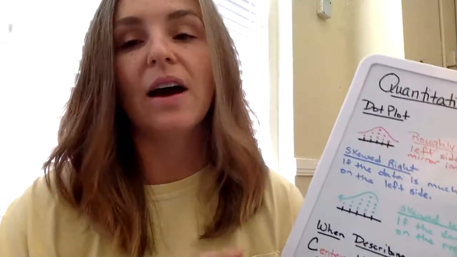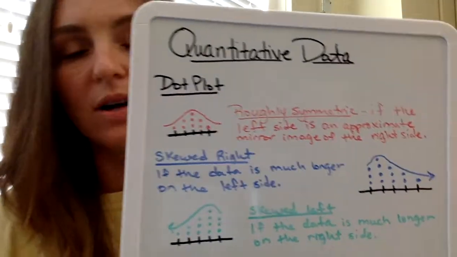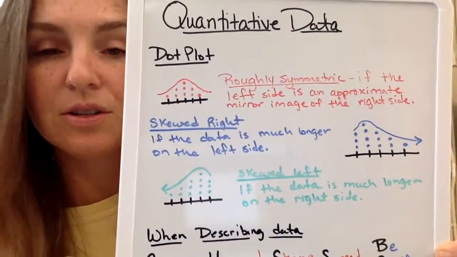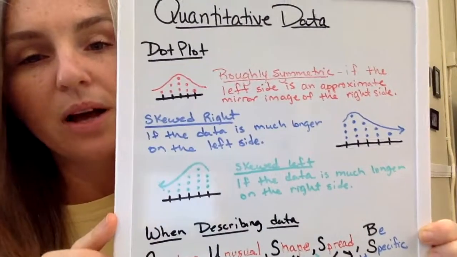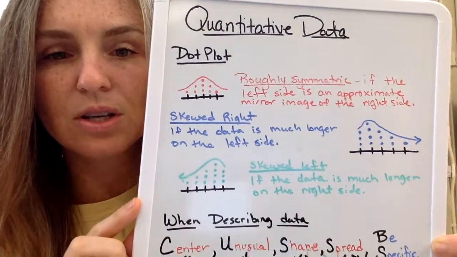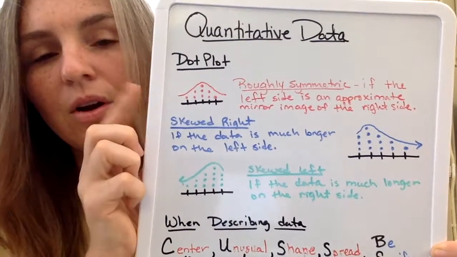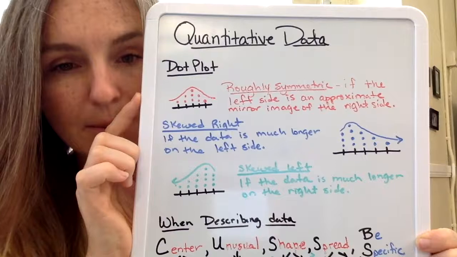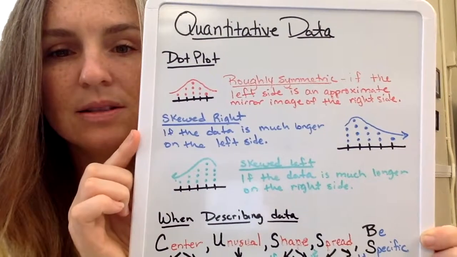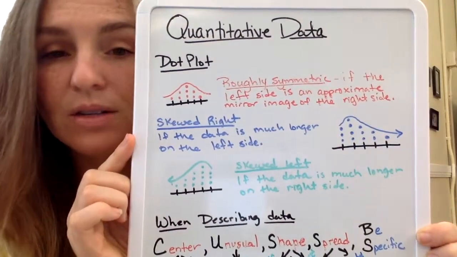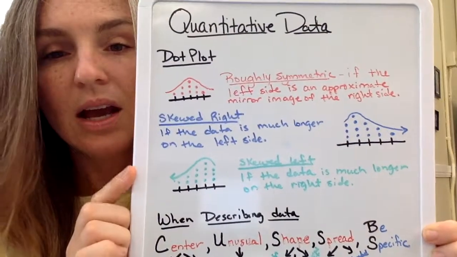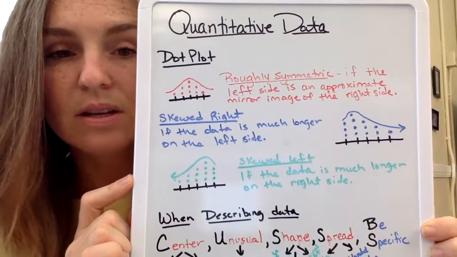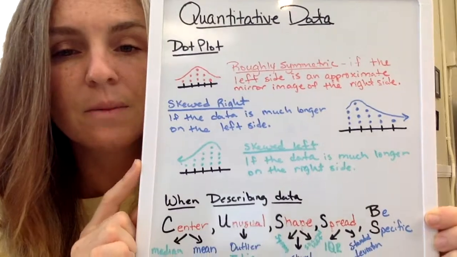Second installment, we're going to talk a little bit about quantitative data and the things that we need to look at when we're looking at quantitative data. Of course, we begin with the concept of a dot plot and then describe shapes of dot plots as roughly symmetric, skewed right, or skewed left. Roughly symmetric means the left and right side look the same or roughly the same. Skewed right means the tail is going to be longer on the left. And skewed left means the tail is going to be longer on the right.